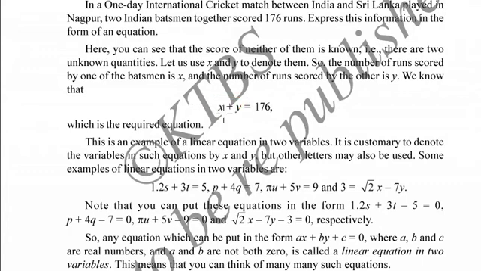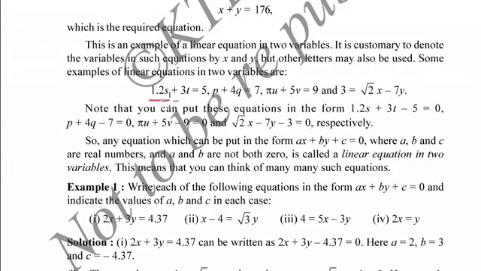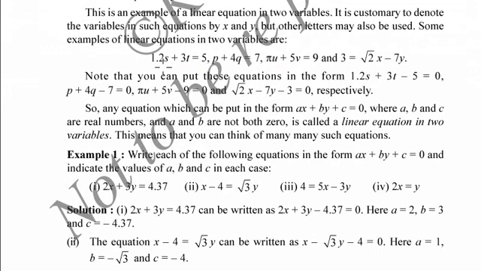We can use any other symbols for variables, like 1.2s plus 3t is equal to 5, pi u plus 5 times v is equal to 9. Now let us rearrange these equations. Let us take the first one: 1.2s plus 3t is equal to 5. When we subtract 5 on both sides of the equation, we will get 1.2s plus 3t minus 5 is equal to 0.